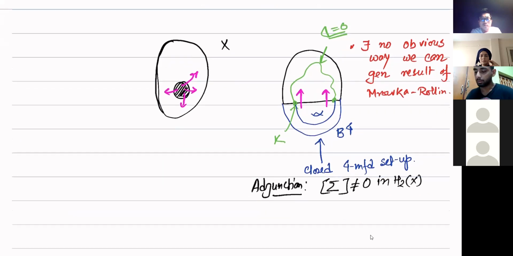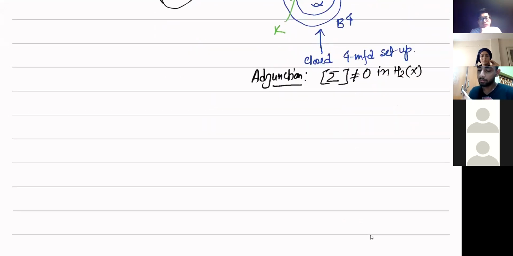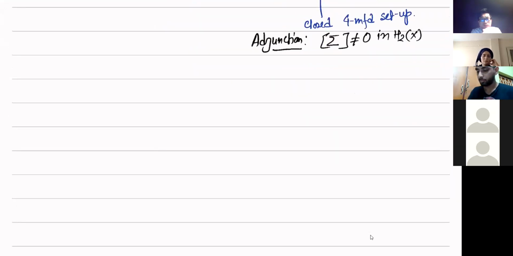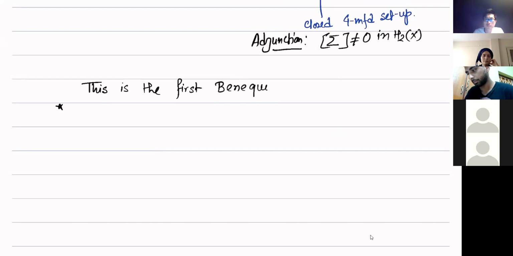So here now let me tell you a general result of what we essentially proved. This is the first result we proved, or the first Bennequin type inequality in the symplectic cap setup.